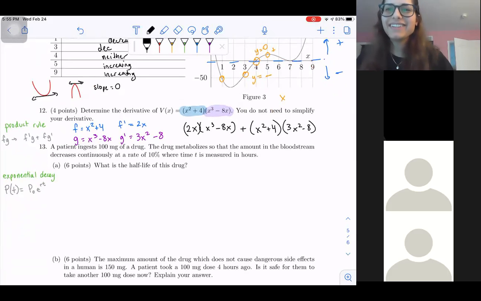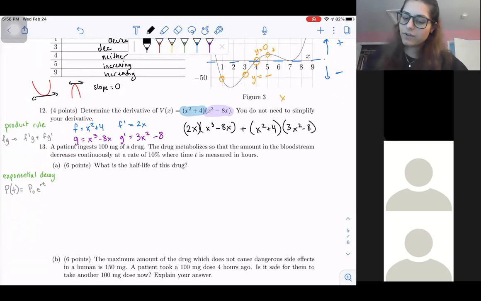Okay. All right, a patient ingests 100 milligrams of a drug. The drug metabolizes so that the amount in the bloodstream decreases continuously at a rate of 10%, where T is measured in hours. What is the half-life of this drug? Okay, so we need to use exponential decay. If you guys remember from algebra, that's like PERT, right? P equals P naught e to the rt. So P naught is our initial value, P of T is our final value.